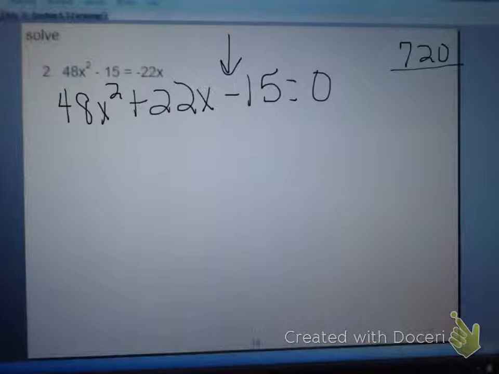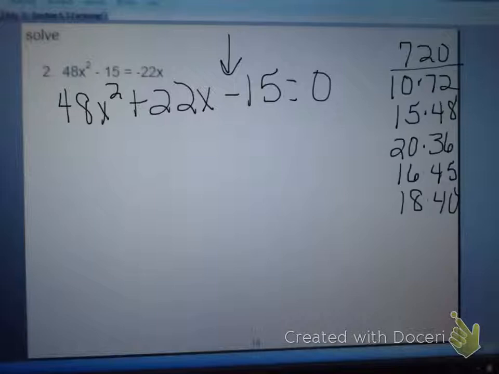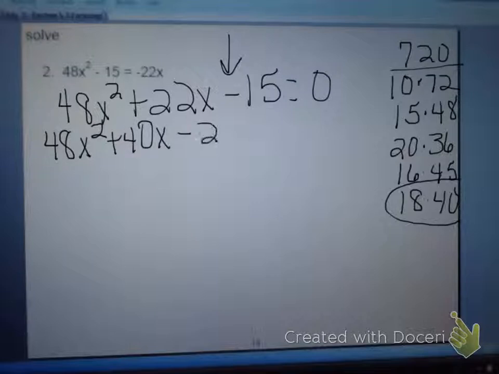So just play around with your calculator. Okay, as you see, it took me a few factors, but I finally found it. 18 and 40. 40 minus 18 is 22. And I want the positive to go with the 40. So I'm going to split my middle term. And again, it doesn't matter which one you write first, as long as the positive goes with the 40 and the negative goes with the 18.